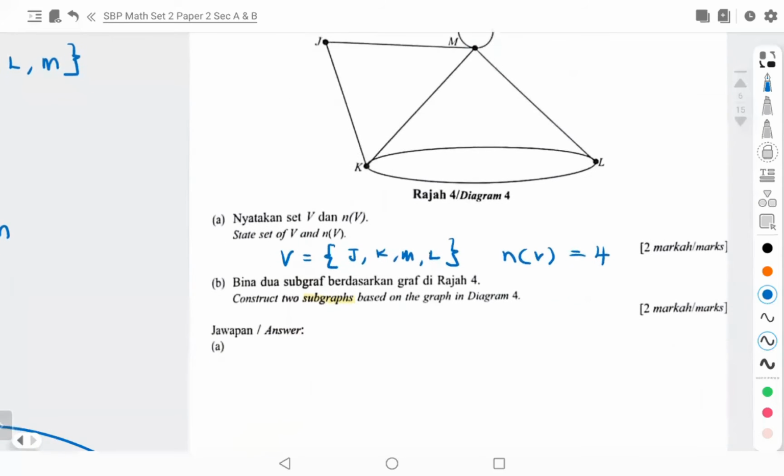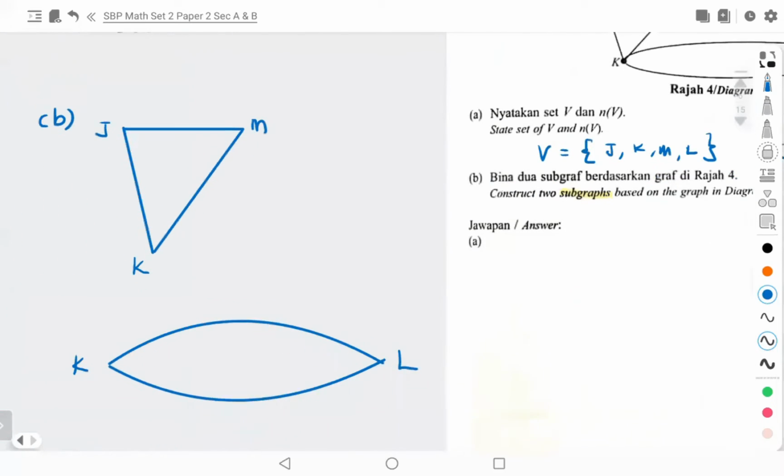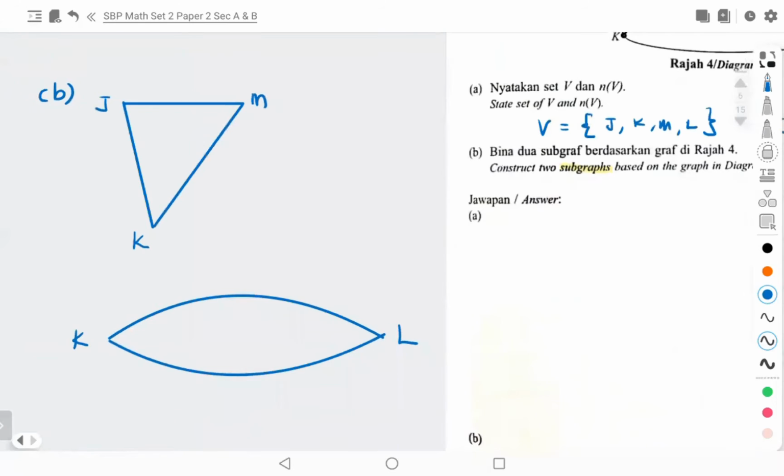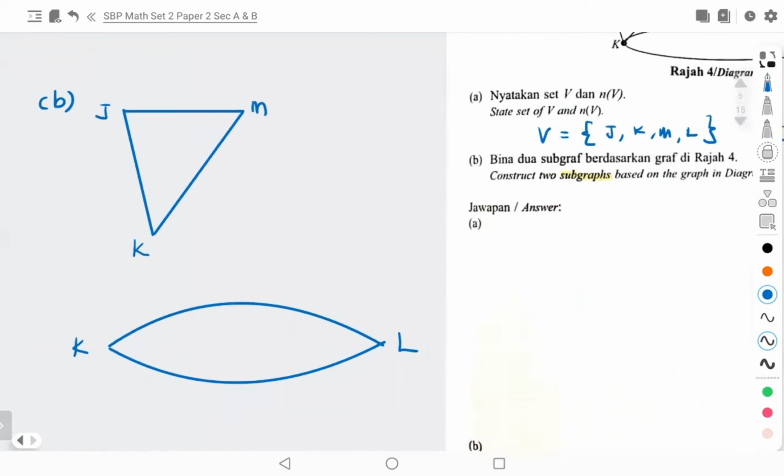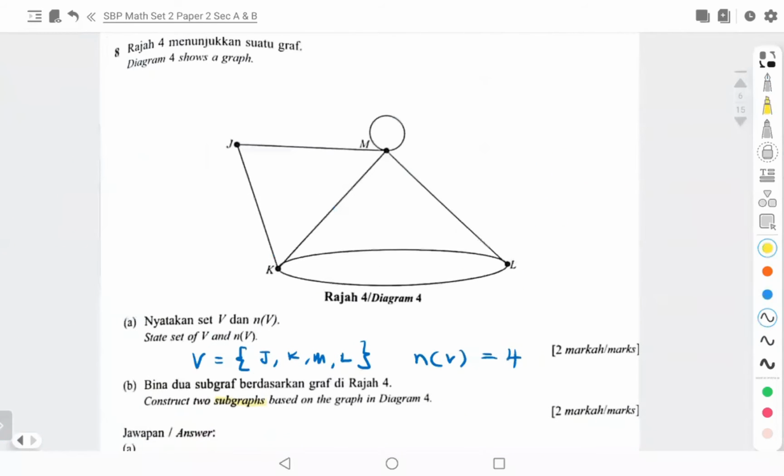Okay, we proceed to B. So these are some examples. More than that, just partial. As long as it's a partial of the original network, then it's okay. It can be here, or this part, or you want to draw the loop itself. One circle also can. Want a triangle, the cone also can, or the multiple edges also can.